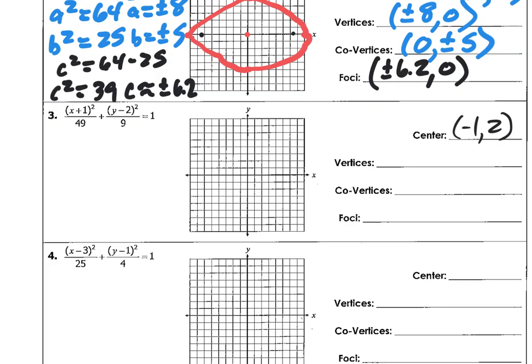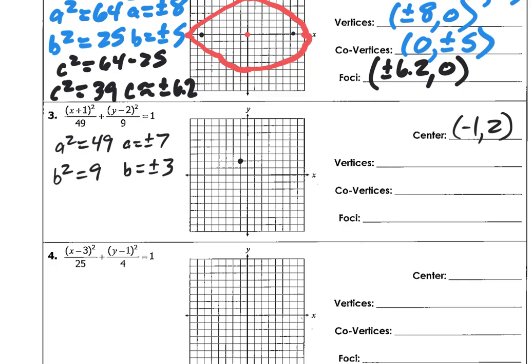So the first thing we're going to do is go left 1, go up 2, and that's our center. That's where the ellipse will be centered at, not at 0, 0 anymore. My a squared value is 49, which gives me a is plus or minus 7. My b squared value is 9, so b is plus or minus 3.